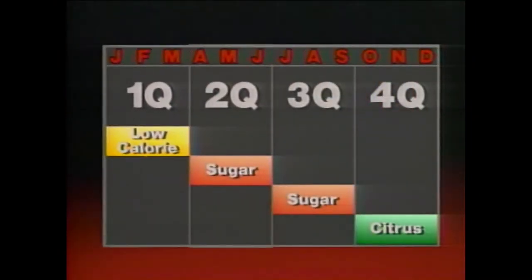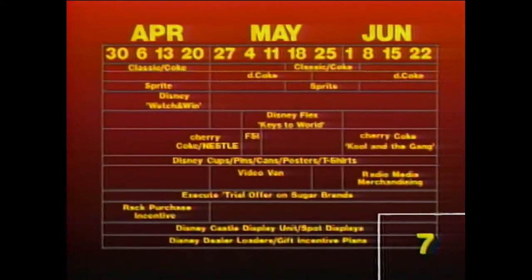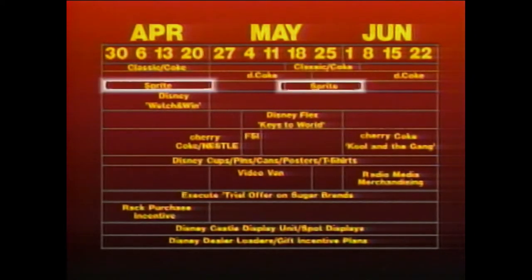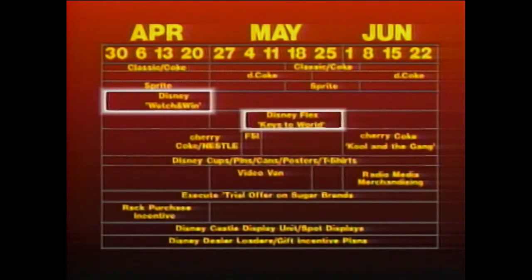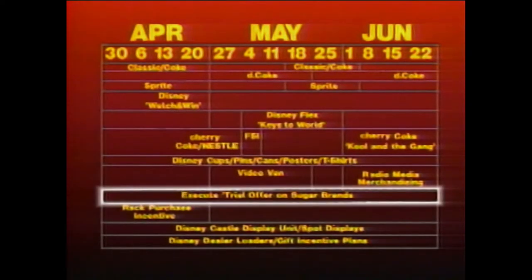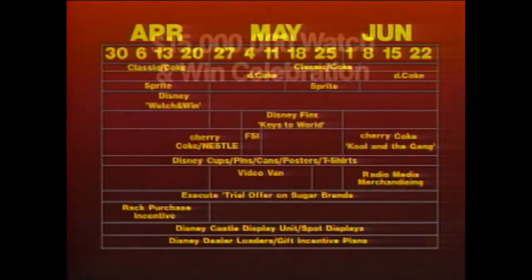The emphasis is on sugar brands in the second quarter. Integrated marketing programs designed to support your incremental display building activities include a heavy network media schedule for Coca-Cola Classic, Coke, and Sprite, an innovative comprehensive marketing program with Disney, which includes a national consumer promotion and a local continuity building promotion, a national sweepstakes for Cherry Coke, a special trial size offer on sugar brands, and three key merchandising opportunities. Now let's take a closer look at each second quarter opportunity.